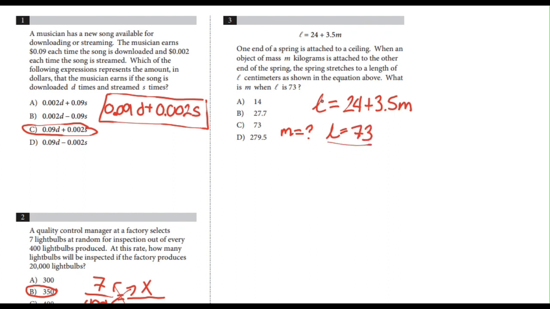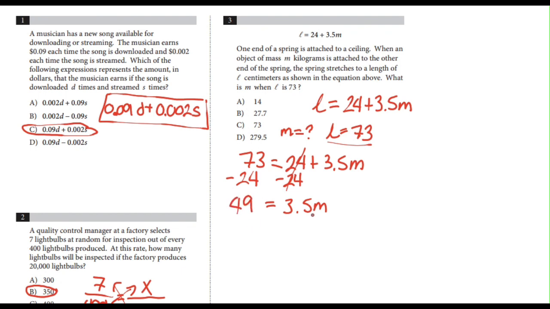So what we're going to do is plug in 73 for L, and we'll have 73 equals 24 plus 3.5m. Now we need to solve for m. First, we're going to subtract 24 on each side. On the right side, when the 24s cancel, we have 3.5m. And then on the left side, 73 minus 24 is going to be 49. Finally, to get m by itself, we can divide each side by 3.5. And when we divide 49 by 3.5, we're going to find that m equals 14. And that'll be answer choice A.